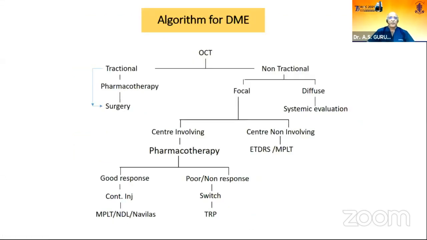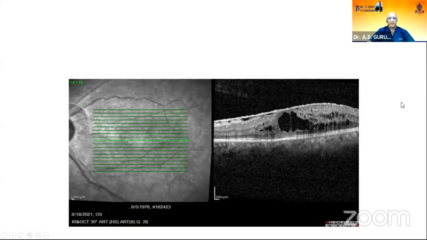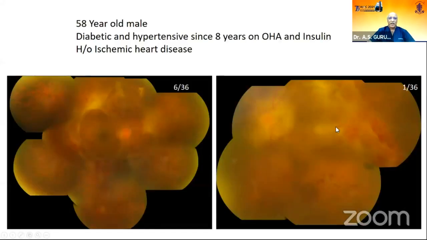So this is an algorithm which I formed for the treatment of diabetic macular edema. Divide it into tractional and non-tractional, and if it is tractional, then surgery is the answer. This is a case of tractional diabetic macular edema, which has a substantial tractional component. You can see the thick ERM causing focal traction at places on the inner retinal surface. And this is a gross traction in a case of PDR.